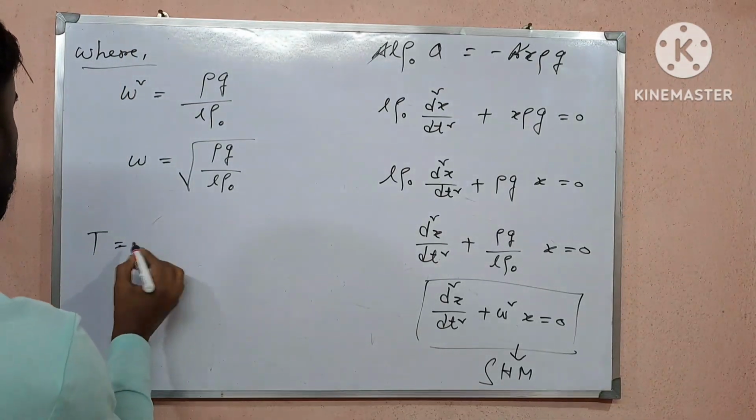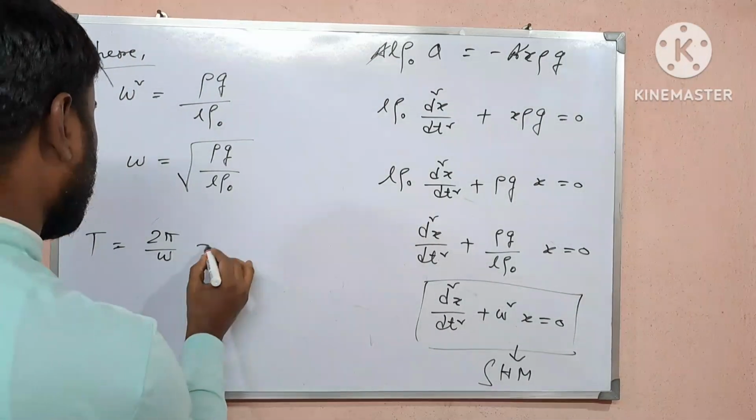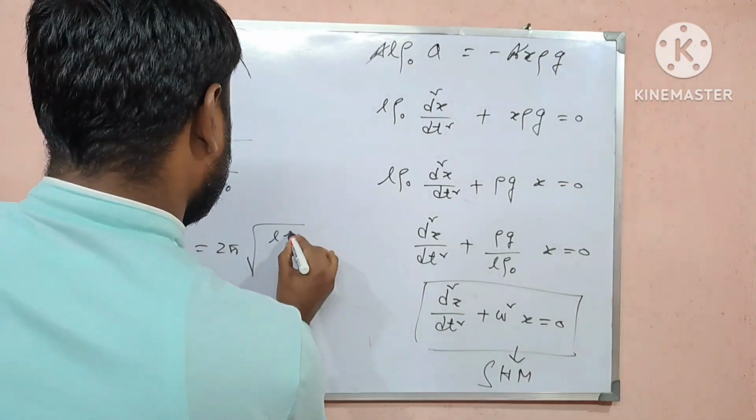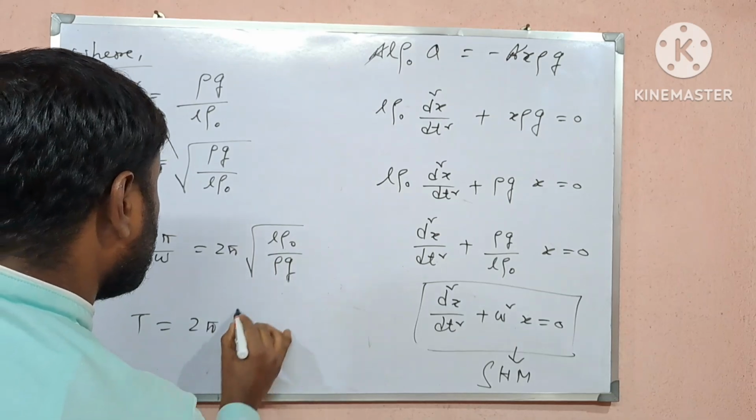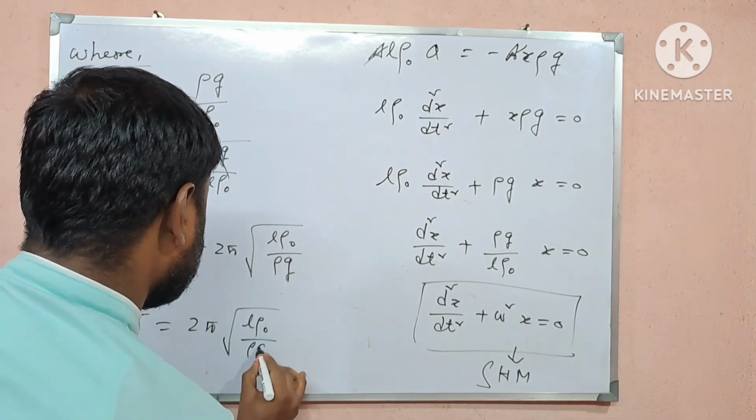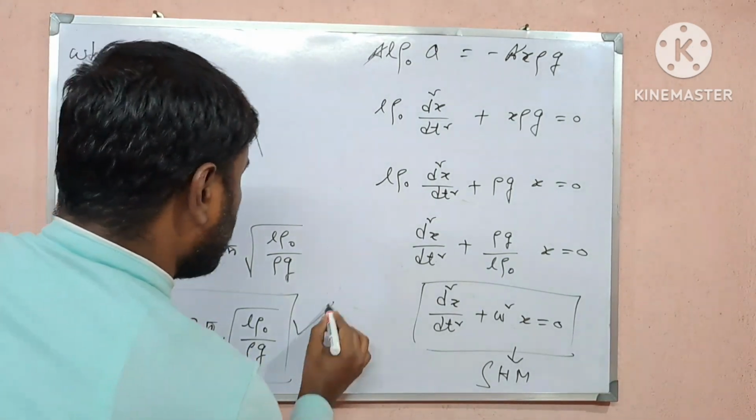So the time period T will be 2 pi by omega, so 2 pi root over L rho naught by rho g. So that will be the time period. So this is the final answer.